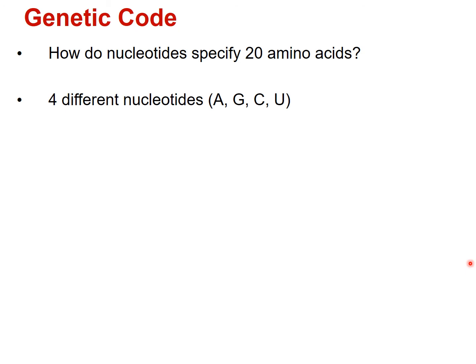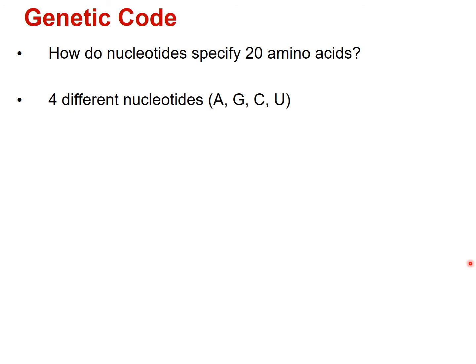Okay, so how does this code work? Determining what the genetic code consists of was a very big issue, and it took a lot of work to decipher this. And we'll talk about a couple of the experiments. These are not the only experiments that were done to figure out this genetic code, and it took some amount of time. So the question is, how do nucleotides specify 20 amino acids?